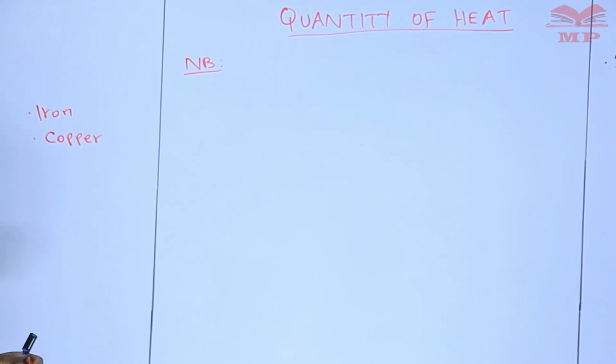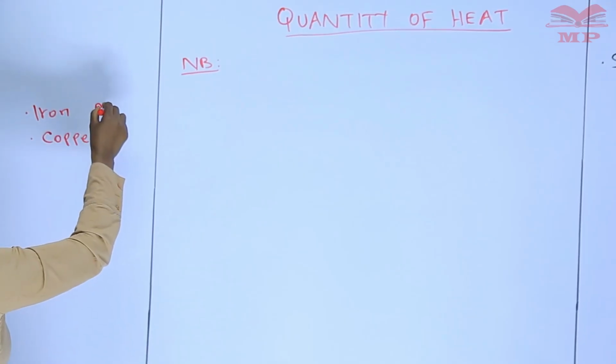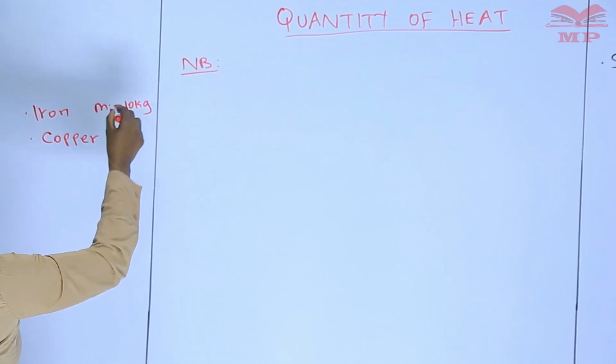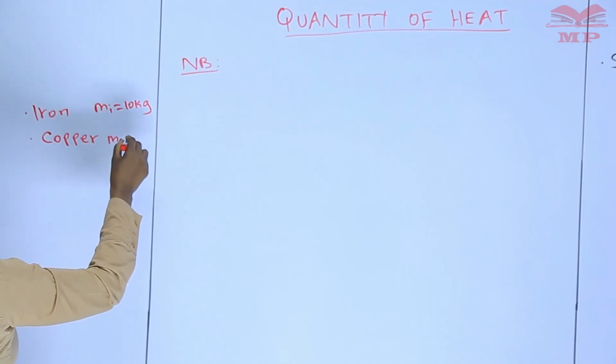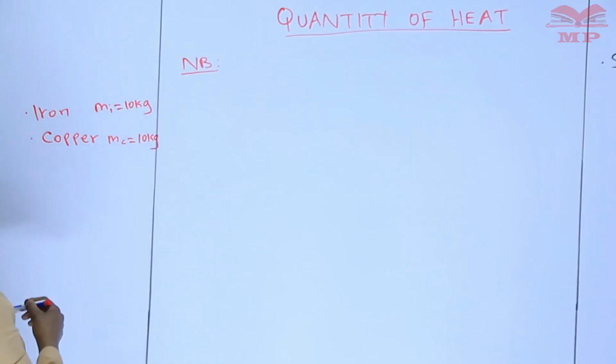Now, let's say they are of the same mass. Let's say the mass of iron that we are heating is 10 kilograms, and the mass of copper that we are heating is also 10 kilograms. When we subject them to the same amount of heat, they acquire different temperature changes. And this is because they have different heat capacities. So I want you to note that.